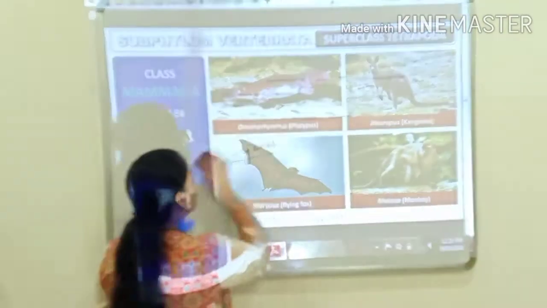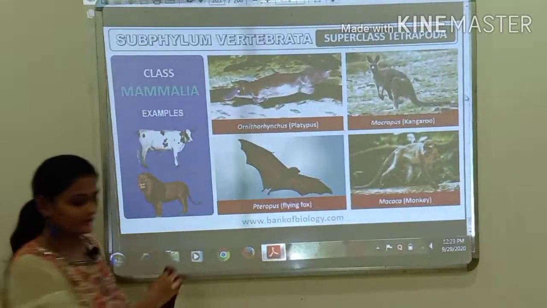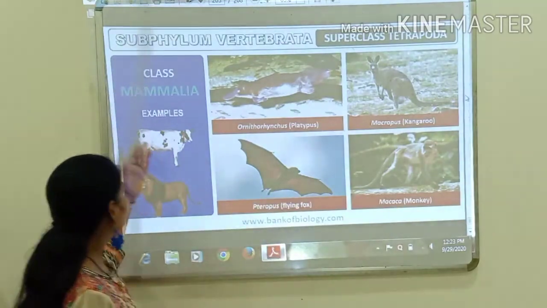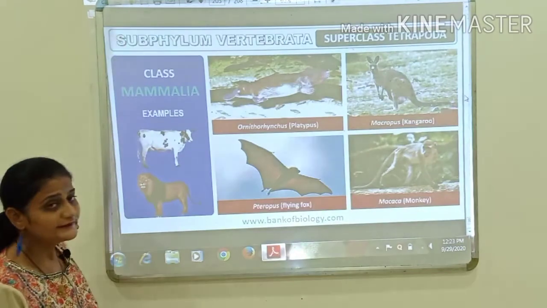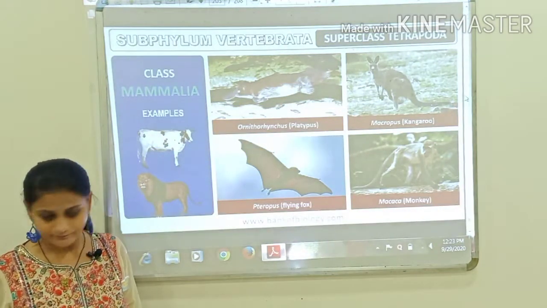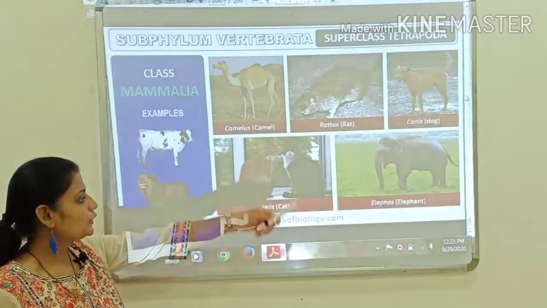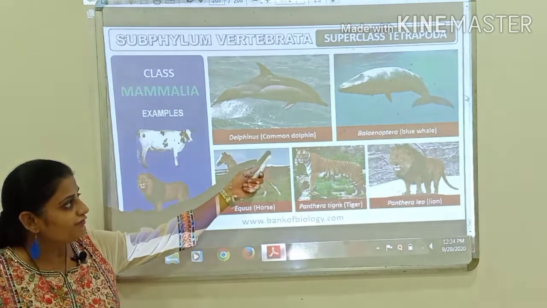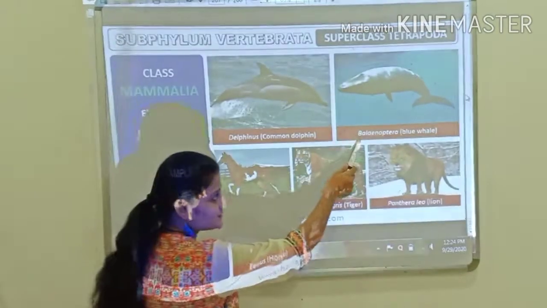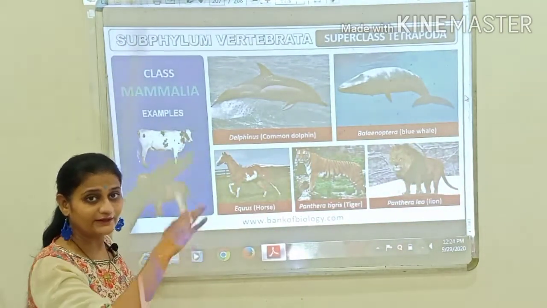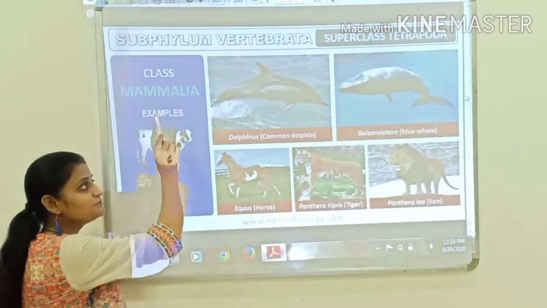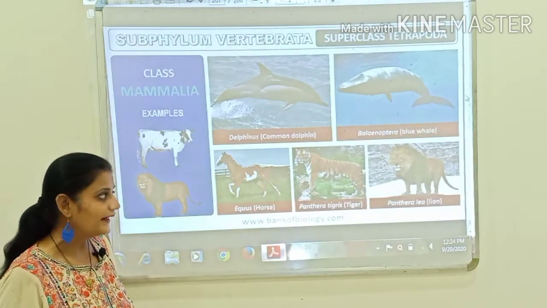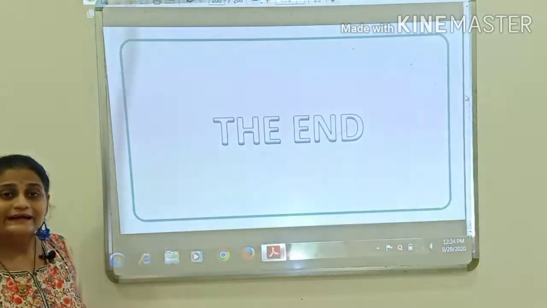Okay, different examples are platypus, kangaroo, flying fox, monkey, cow, lion. These are all examples of the members belonging to class Mammalia. Fine. Camel, rat, dog, cat, elephant, all these organisms belong to class Mammalia. Even the dolphin, blue whale. So these are the exceptions. These are considered fishes, but they are not included in the class Pisces. They are included in the class Mammalia, right? So common dolphin, blue whale, then horse, tiger, lion.